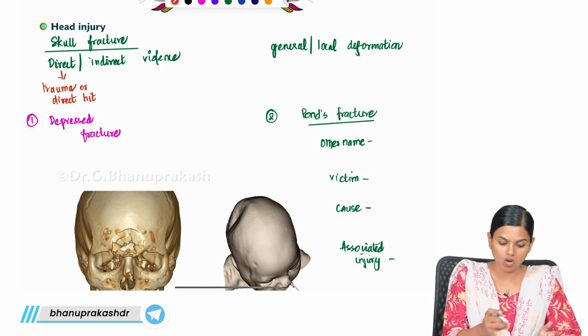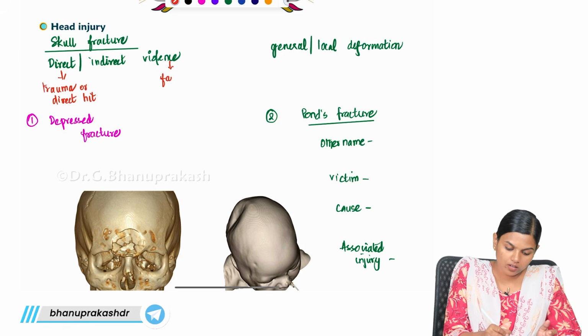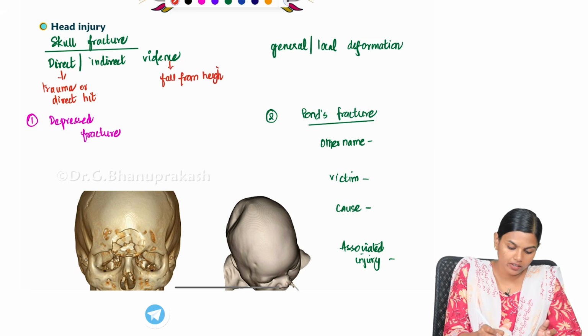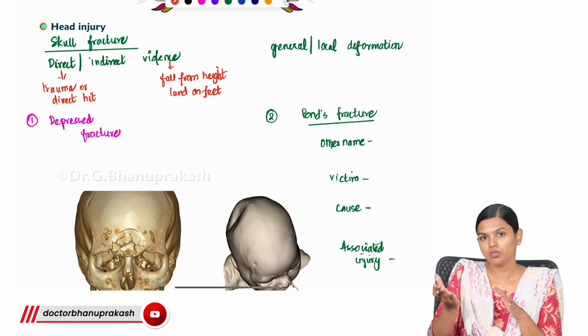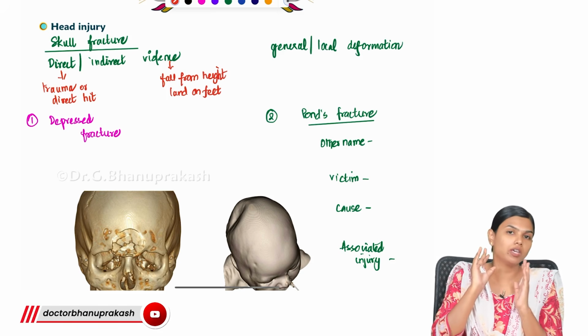Indirect violence is commonly seen in fall from height. When they land on feet, what happens? That force will be transmitted through the feet and spine to the base of the skull.